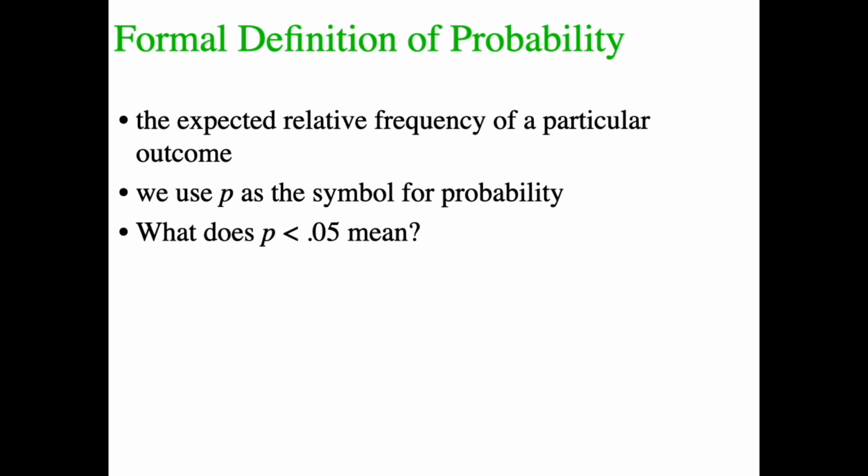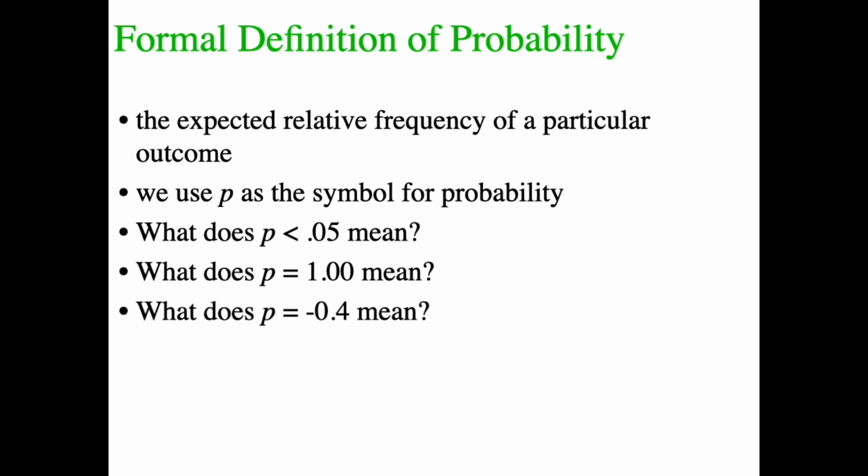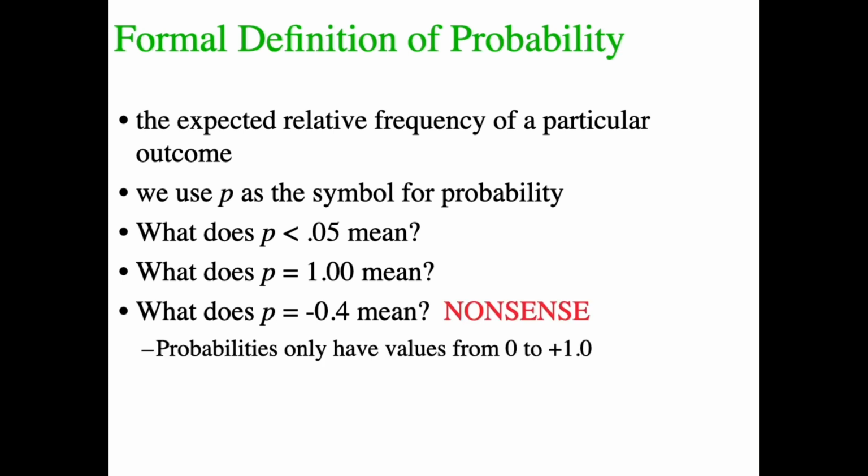What does it mean, though, when you have a probability of 1? Well, a probability of 1, if you think about it, means that it's guaranteed to happen. It's covering everything. A probability of 1.0 means it's going to definitely happen. What about when you have a probability of minus 0.4? Well, that's not some sort of weird alternate universe. It turns out that there is no such thing as a probability of minus 0.4. It's nonsense. Probabilities can only have values from 0 to plus 1. So they have to be somewhere from 0 to plus 1.